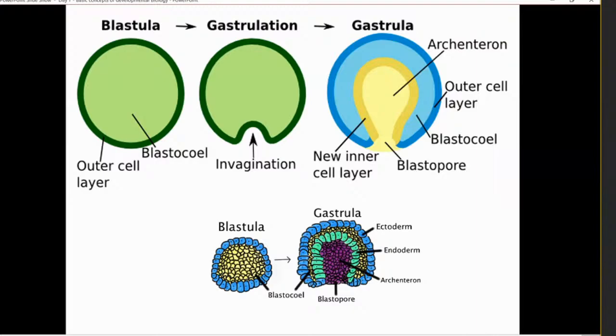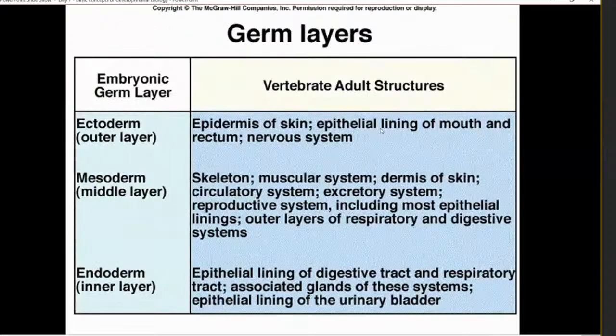These different cells form various lines. The ectoderm forms epidermal skin, epithelial lining, mouth, and nervous system. Mesoderm forms the skeletal muscles, organs, epithelial cells. The endoderm, the inner layer, forms the respiratory tract and urinary bladder. The endoderm is a very important region because it can produce the major organs.